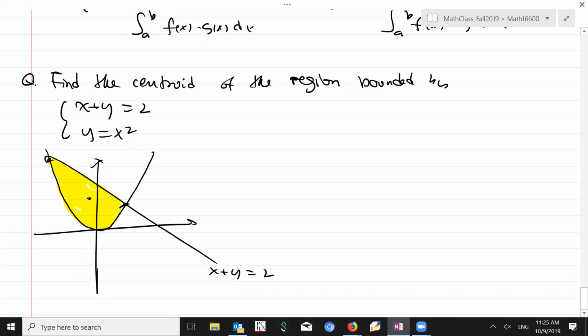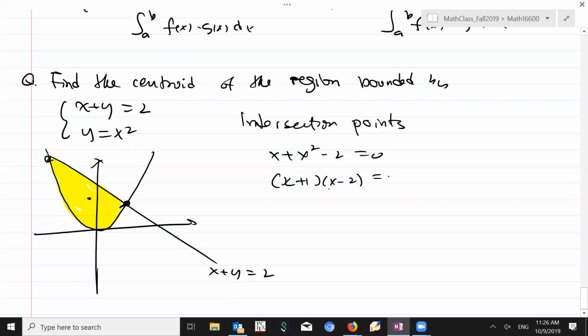Okay, how can I solve the problem? I have to find the two intersection points. So x plus x squared minus 2 equals 0. I plug x squared for y into the first equation. Then you have x plus 2, x minus 1 equals 0. Okay, just factor it. So x equals 1, x equals negative 2. I think it's clear, right? 1 and 1, negative 2 and 4. So you get two intersection points.